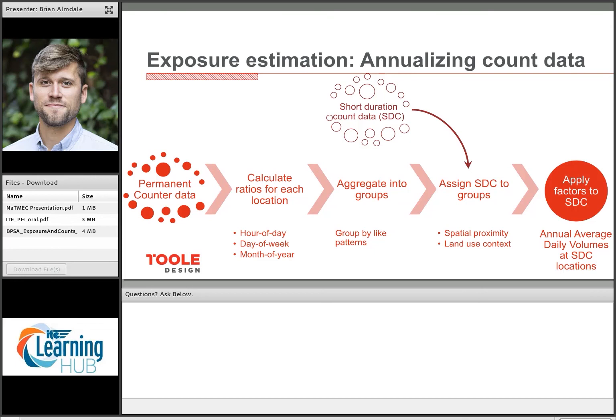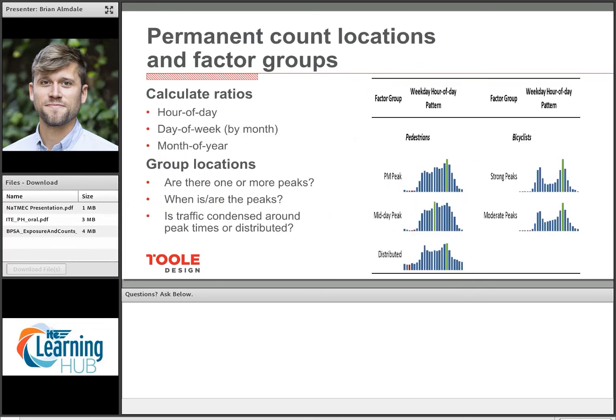Then short duration counts from manual data collection, pneumatic tubes, or video counts that cover around a few hours or a few days were assigned to the permanent count location factor groups based on spatial proximity and land use context. The short duration count data was then translated into annual average daily volumes for pedestrians and bicyclists. The output of this is the dependent variables for the exposure estimation models.